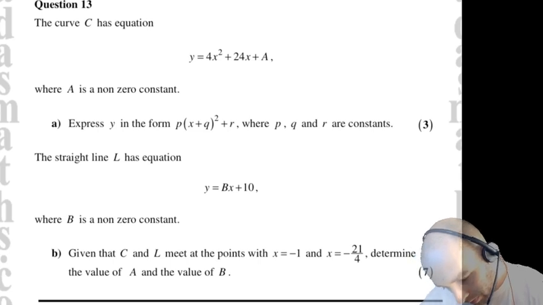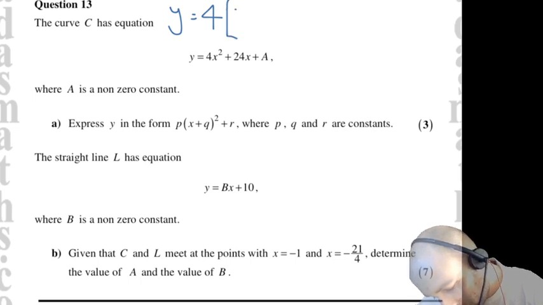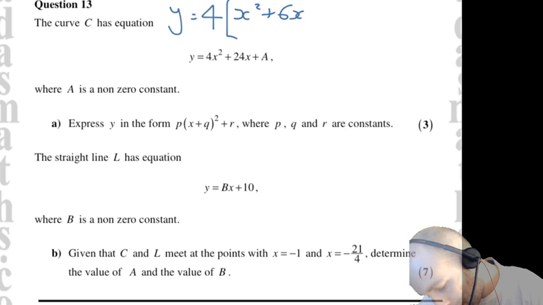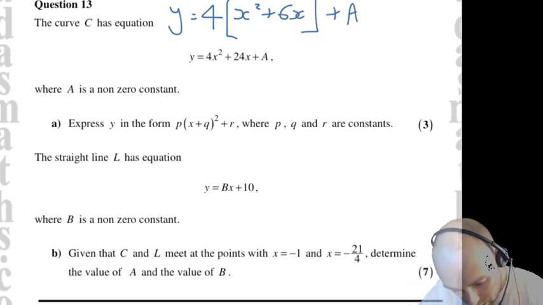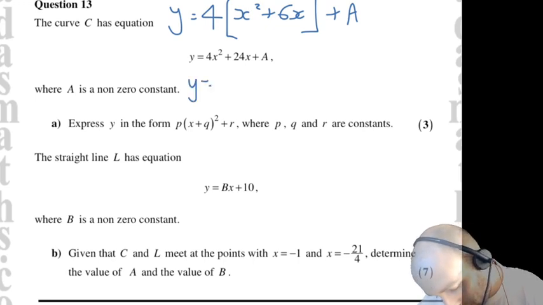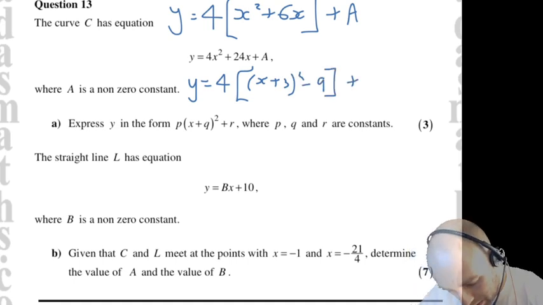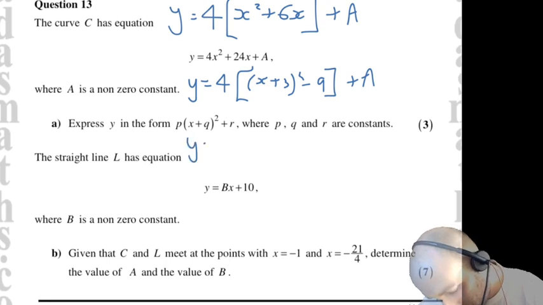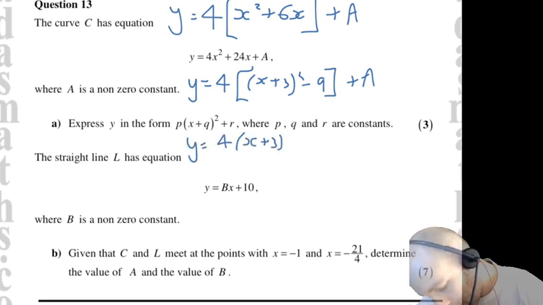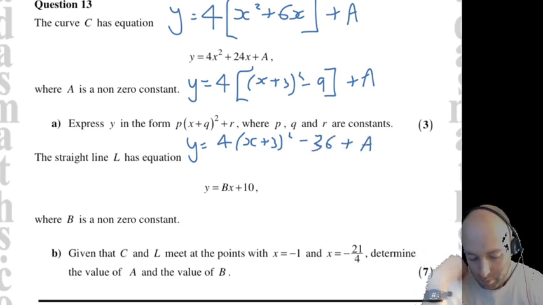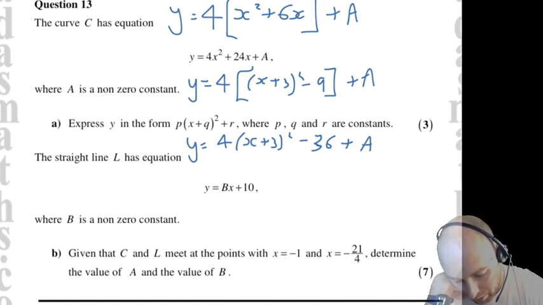So y equals 4 lots of x squared plus 6x, and we're going to leave the plus a on the end. So we get y equals 4, now complete the square, x plus 3 squared minus 9, plus a. Now we expand it. y equals 4(x plus 3) squared minus 9 times 4, 36, plus a. Cool. There we go. So the last constant is minus 36 plus a.